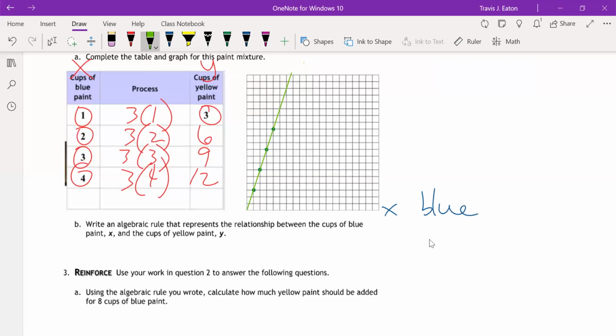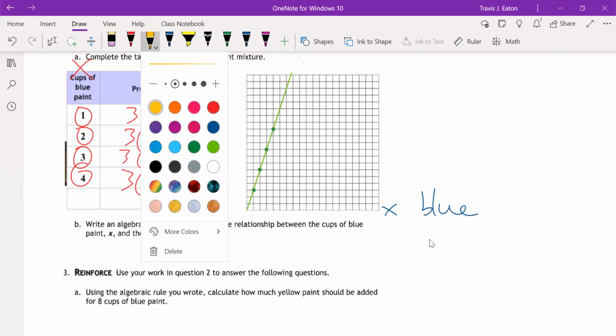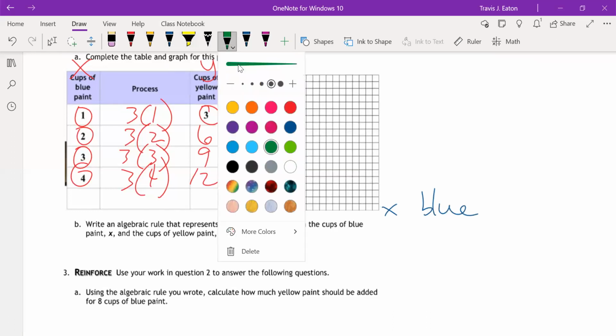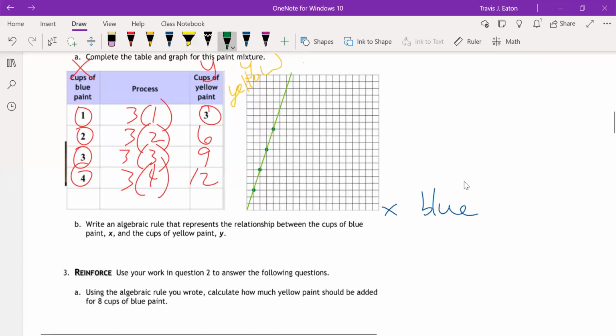And hold on a second here. This is our y-axis, and that's our yellow axis. All right. Now they want us to write an algebraic rule that represents the relationship between the cups of blue paint and the cups of yellow paint. You've got to remember when you're writing algebraic rules, that's an equation, okay? So again, we put our x here, and what is our rule to get to our y? What do we have to do?